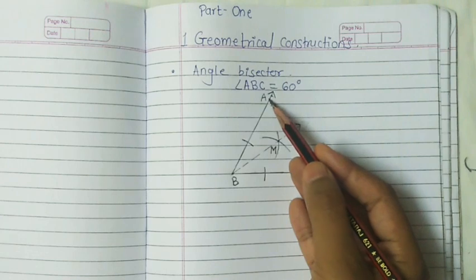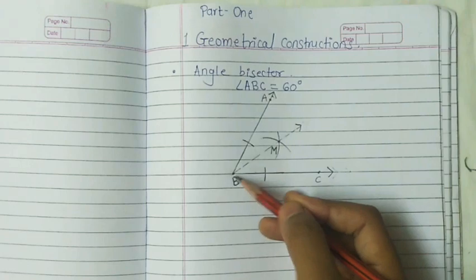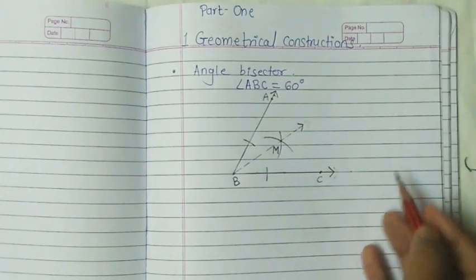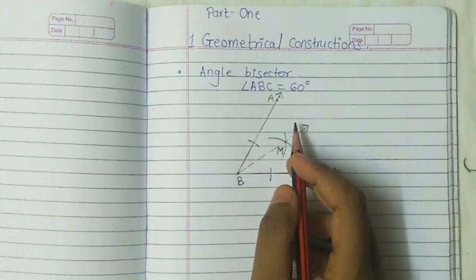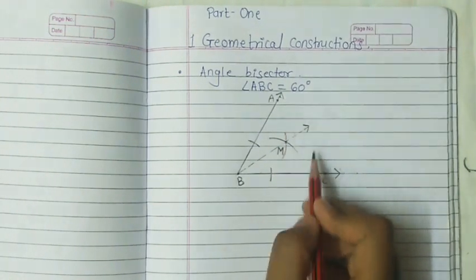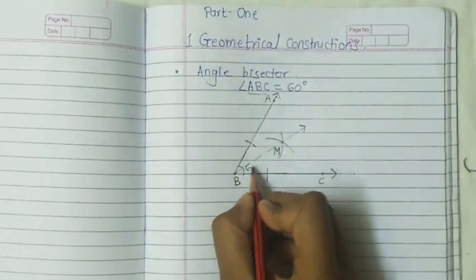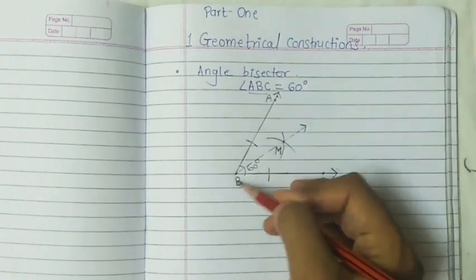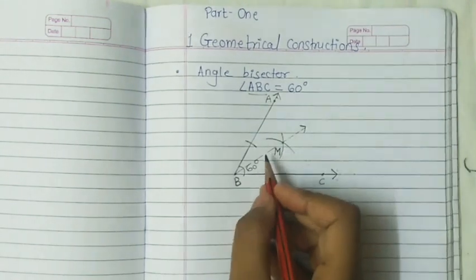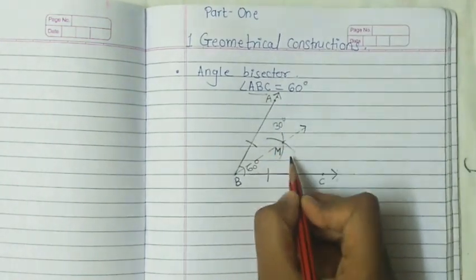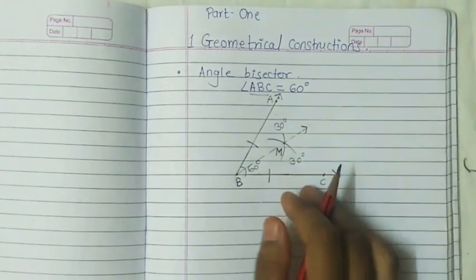Now, can you tell me what is the measure of angle ABM and the measure of angle MBC? As we know that angle bisector means which divides angle into two equal parts. So, if the measure of angle ABC is 60 degree, then what will be this measure? Yes, half of 60 is what? 30. So both angles measure will be 30 degree.